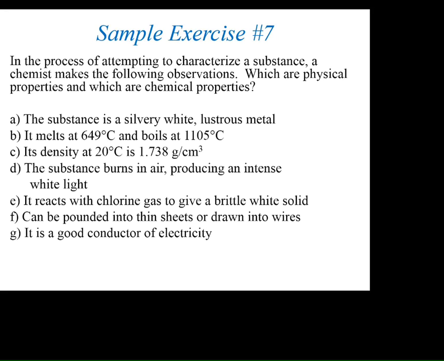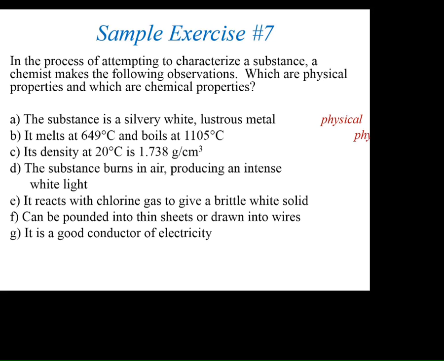Okay, let's look at these. So, it is a silvery white, lustrous, or shiny. That means metal. That's definitely a physical property, right? You can make that observation without turning it into something new. It melts at 649, and it boils and turns to a gas at 1105. That is still physical, we just said, right? So you're not actually making it something new. All you're doing is changing it from solid to liquid to gas.